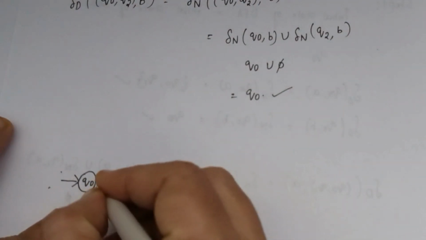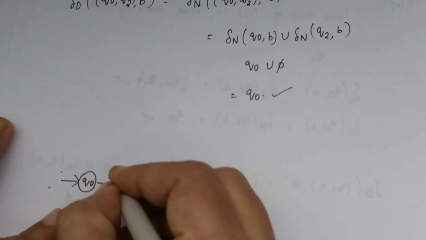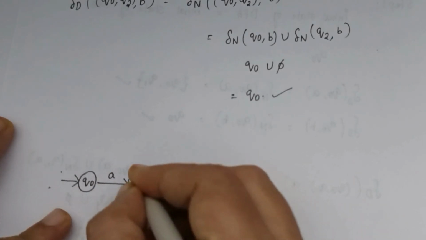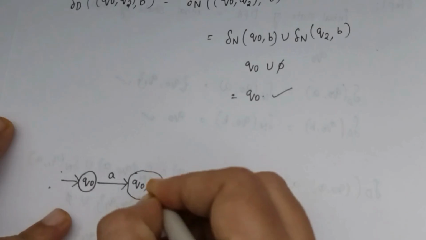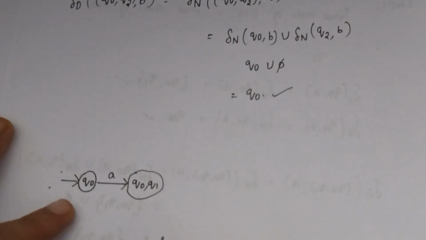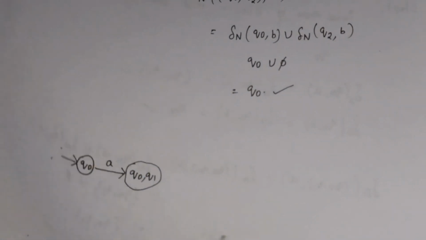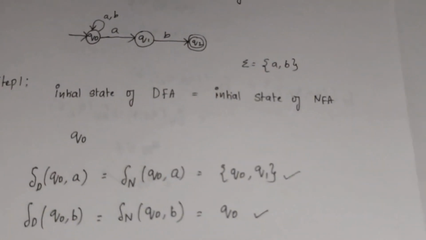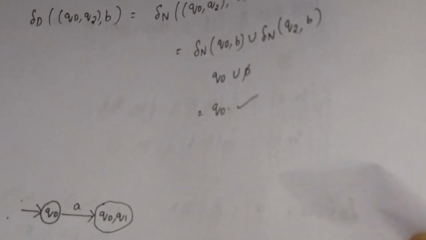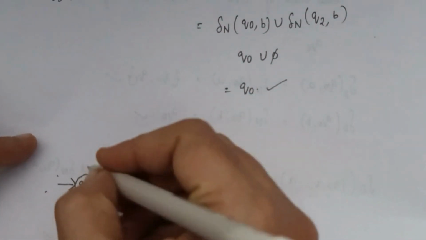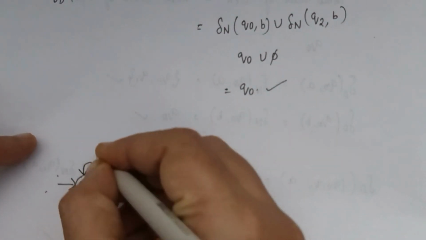Q0 on A is Q0 Q1. Q0 on B: so what is Q0 on B? Q0 on B is Q0. So we will write that. Q0 on B is Q0.